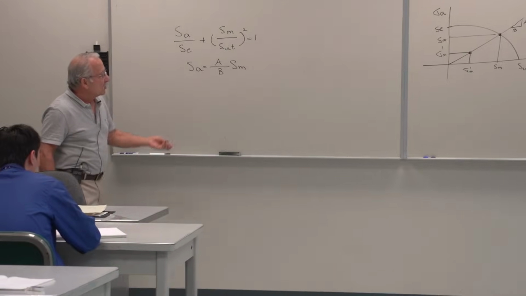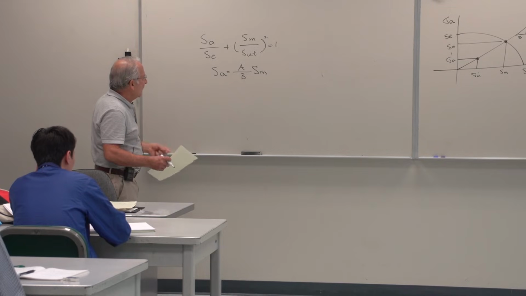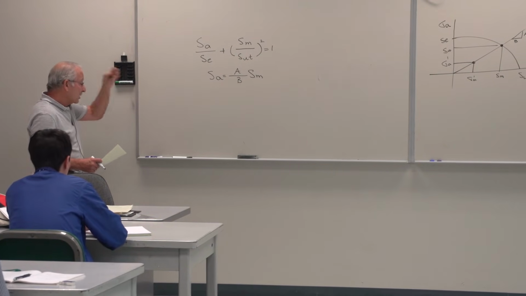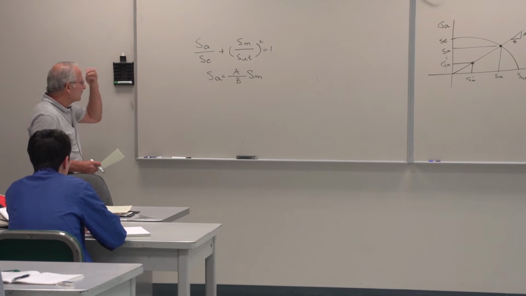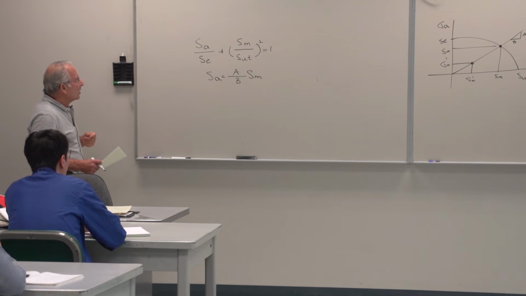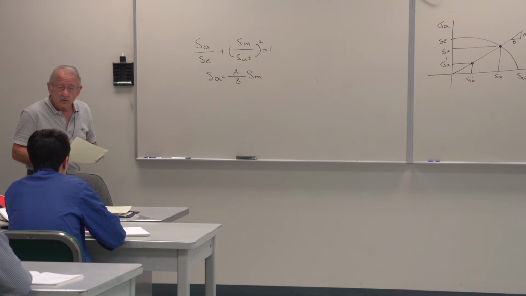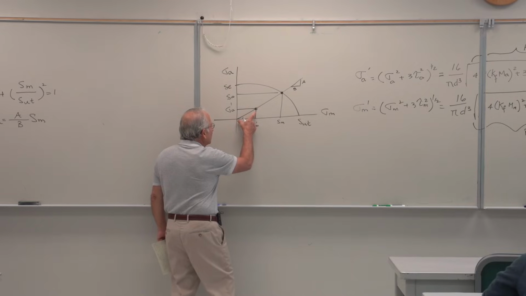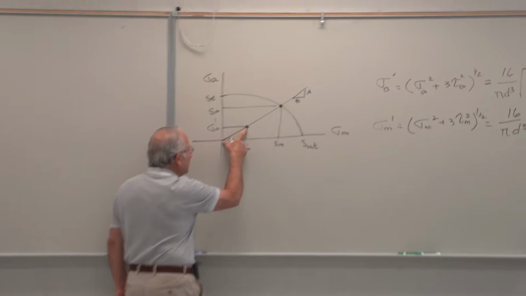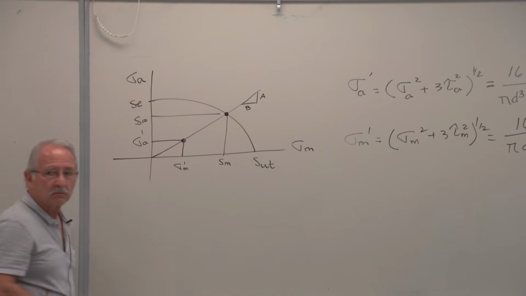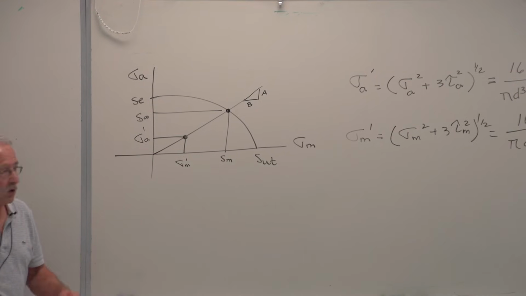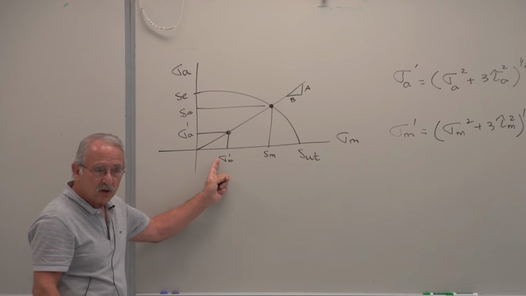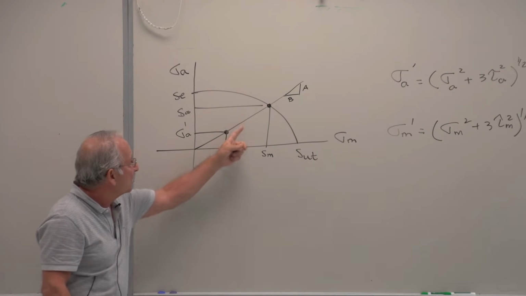We solve these two, we find the value of SM and divide it by sigma A prime, sigma M prime to get the factor of safety, or SA. A simpler way would be to say the factor of safety is the factor by which I can multiply this length before I get there. So if I multiply these two, sigma A prime and sigma M prime, by the factor of safety, it must give me that.